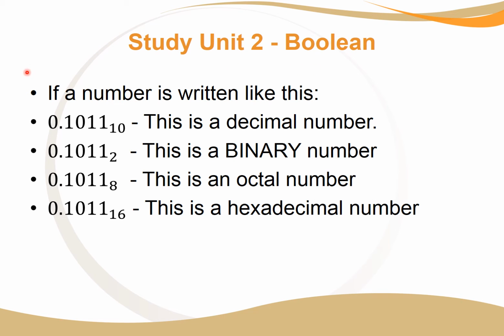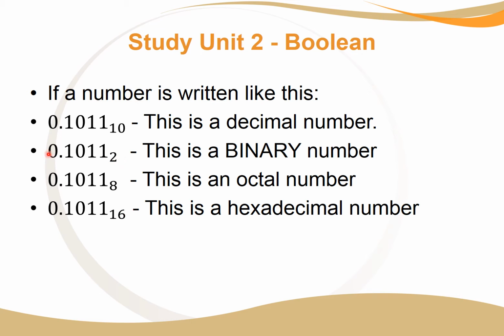Also, a note on a convention of numbers. If a number is written like this, 0.1011, and it's got this 10 at the bottom, that means that this is a decimal number. So this is a number that you're used to using in normal mathematics. If the same number has this little subscript here and it's a 2, this means that it's a binary number, and binary arithmetic applies to it. And if it's got an 8, it means octal, and if it's 16, it's hexadecimal.